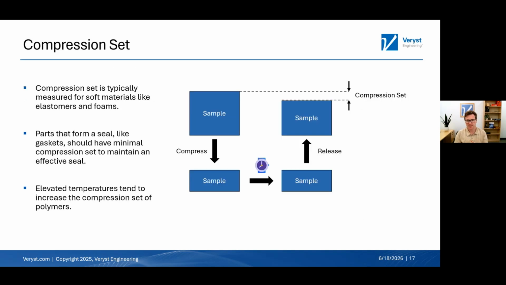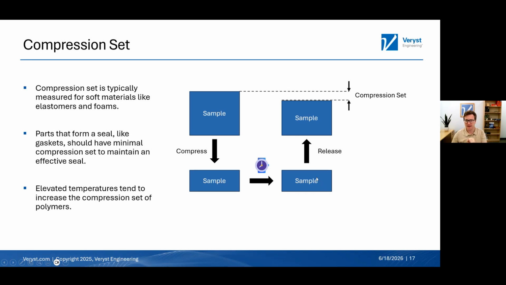So compression set is more typically done for elastomer materials, soft elastomers, and foams. This is a way of measuring permanent deformation under a fixed displacement, so a fixed strain rather than a fixed load. And there's a standard test for this, where you take a sample and compress it a specific amount, and then you hold it at that fixed compression for some amount of time, typically 24 hours or something like that. Get the exact standard specification.